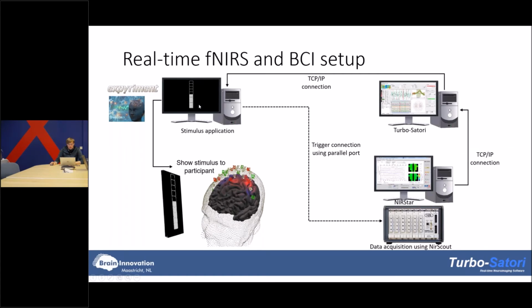Now, after you've provided the stimulus information onto a different application or a different screen on Turbo Satori, for example, you can show the stimulus to the participant, and you can as well trigger the information to the NIRStar, or even trigger the information from NIRStar itself. And since this trigger information is then sent to Turbo Satori again, we have a closed loop setup which provides the information from all parts to each other.